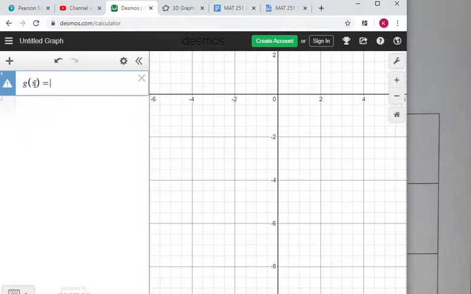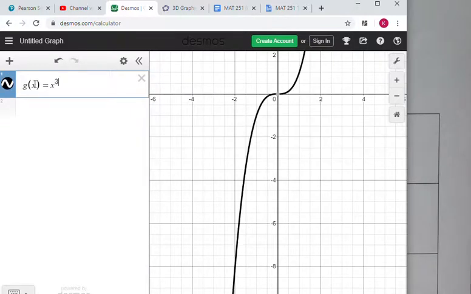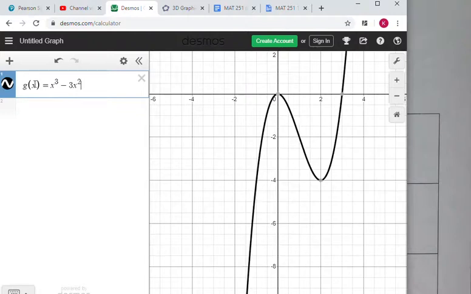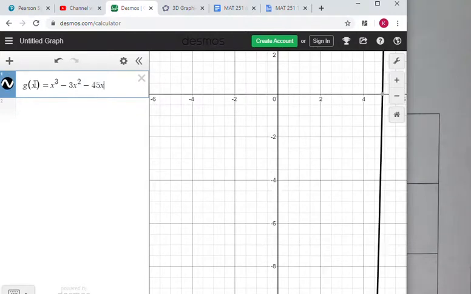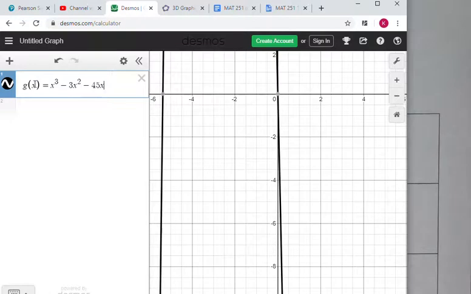G of x equals, and it was x cubed. I'm just using the little caret key above the 6 to get the exponent, minus 3x squared, minus 45x, plus 20.